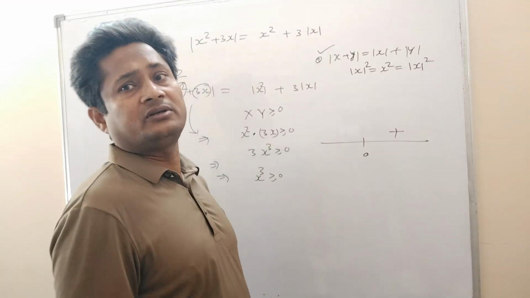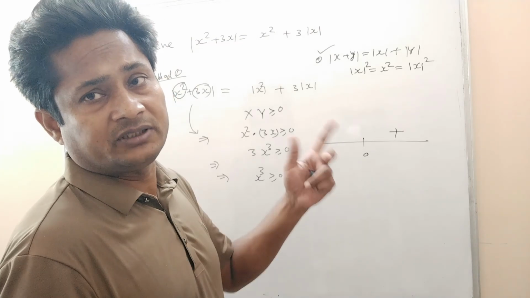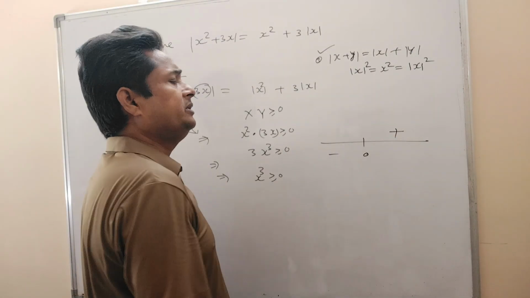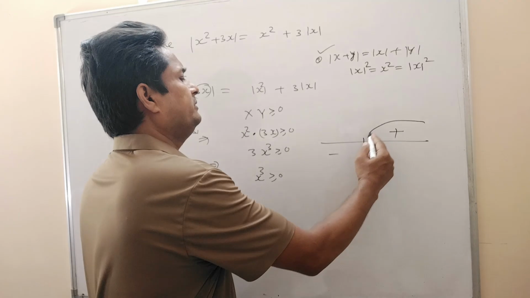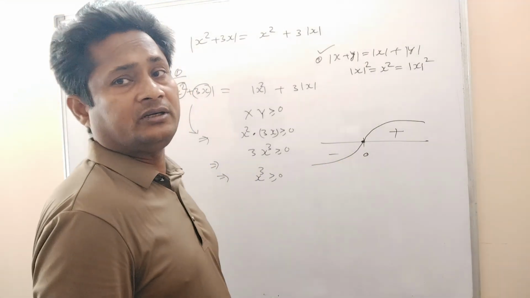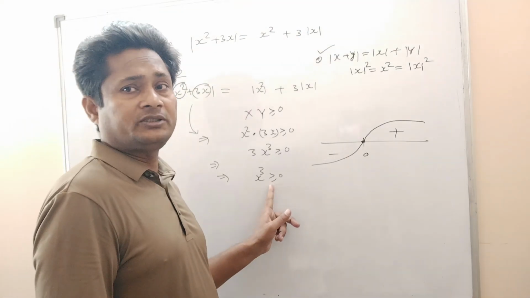Odd. So I told Weber method, if power is odd, then sign will change. So here it is plus, then here it will be negative. That means wave will be like this one. 0 is also included because here equality is present.